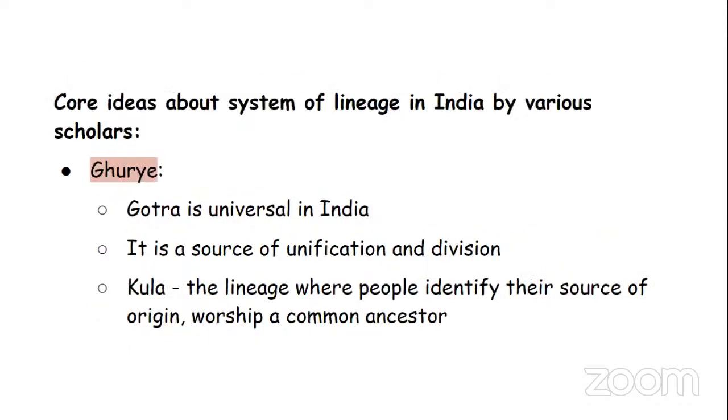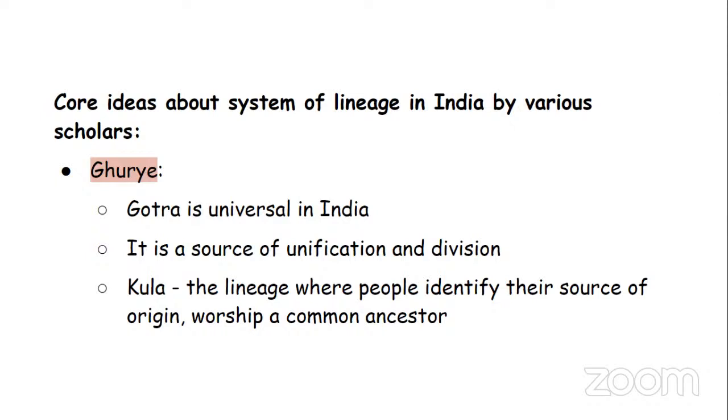Then various scholars and thinkers studied these systems of lineage in India, and most of them gave important ideas about them. Let's discuss some of the core ideas given by such thinkers. The first one is G.S. Ghurye. According to Ghurye, Gotra is universal in India. We already said that Gotra is a unique system of lineage prevalent in India, and he found that it is universal, and that it is a source of unification and division.